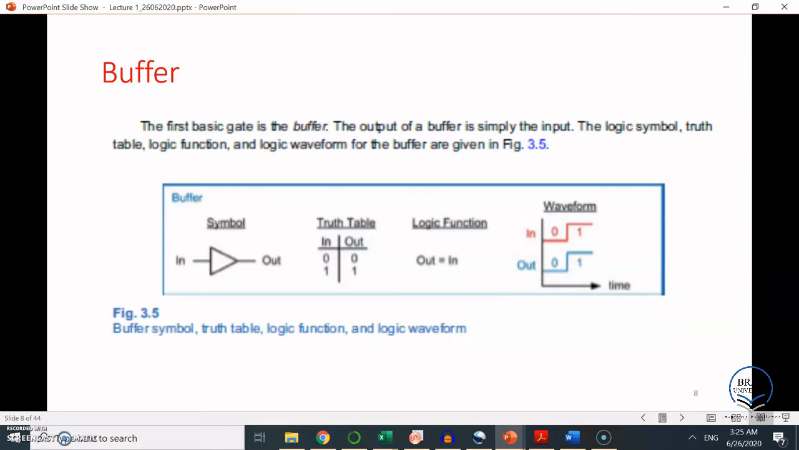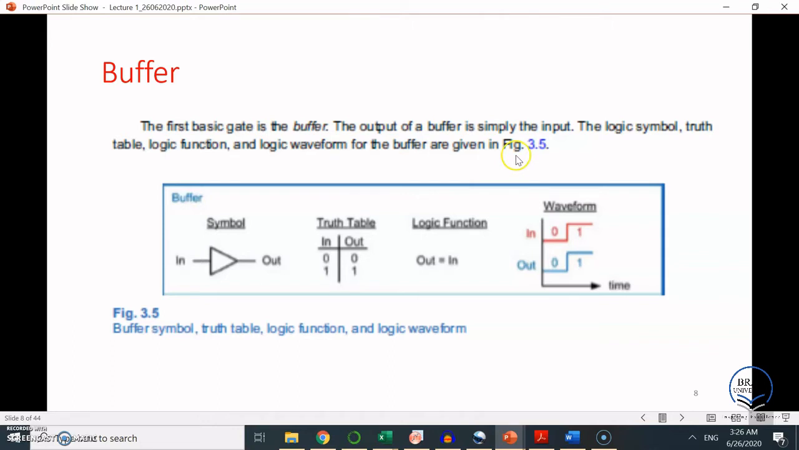It's important to understand the concept of a buffer. So this is the first basic gate. The output of a buffer is simply the input. The logic symbol, truth table, logic function, and logic waveform for the buffer are given in the following figure. This is the symbol of a buffer at the left, and after that you can see the truth table. Whatever the input is, that is followed by the output. So input 0 will be followed by output 0, input 1 will be followed by output 1.